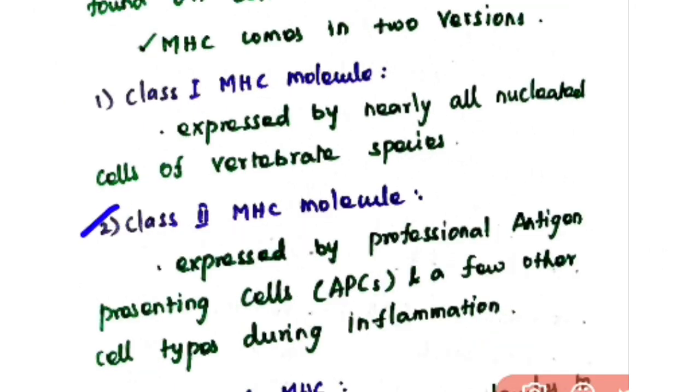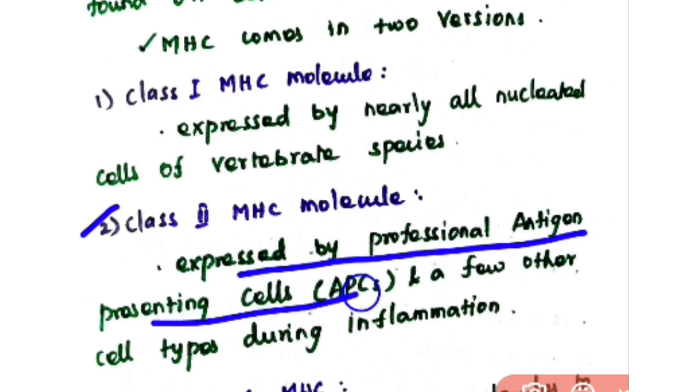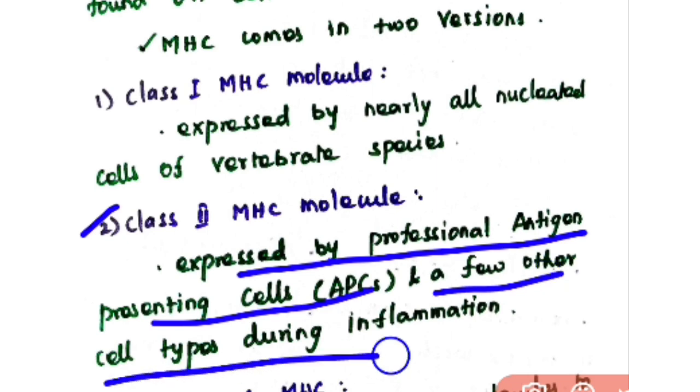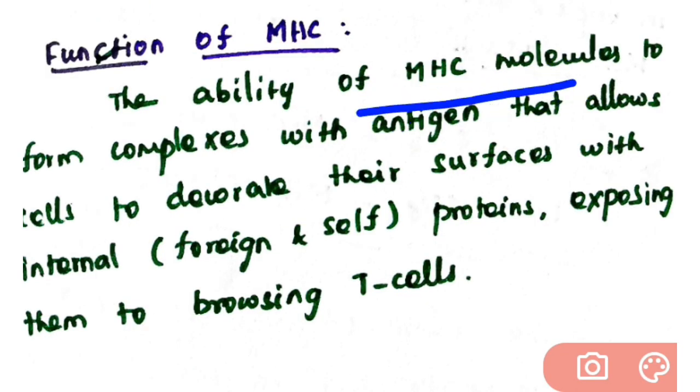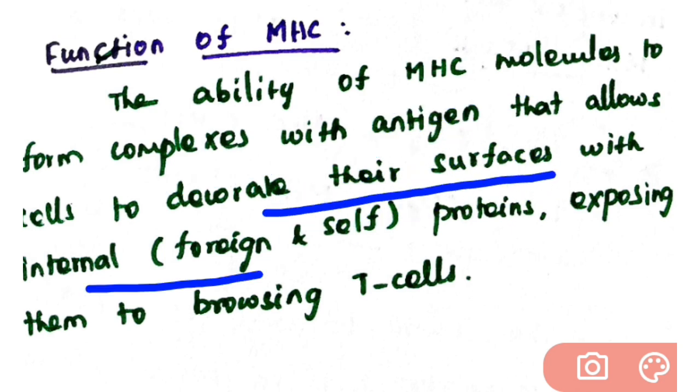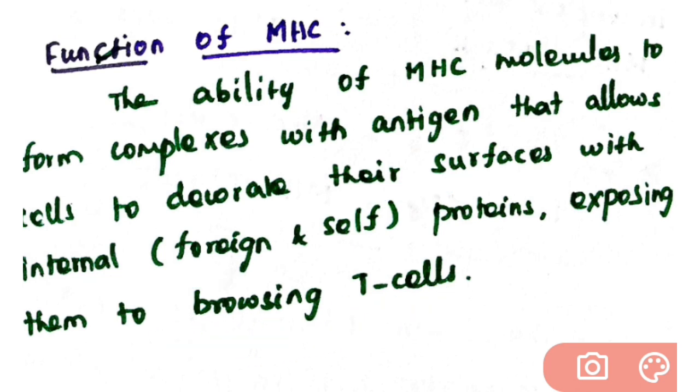Next one is class 2 MHC molecule. These MHC molecules are expressed by professional antigen presenting cells and a few other cell types during inflammation. Examples of professional antigen presenting cells are dendritic cells, macrophages, and B cells. So this MHC molecule will form a complex with antigen, and that allows them to decorate their surfaces with foreign proteins or self proteins and expose this antigen to the T cells. This is a function of MHC molecule.